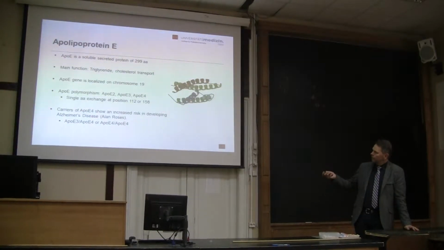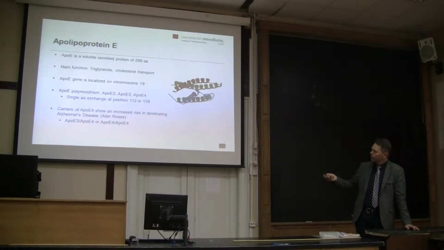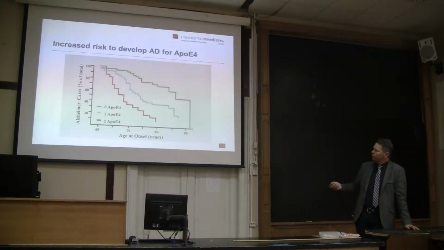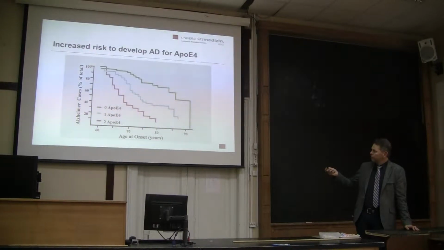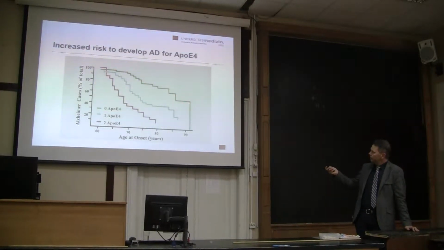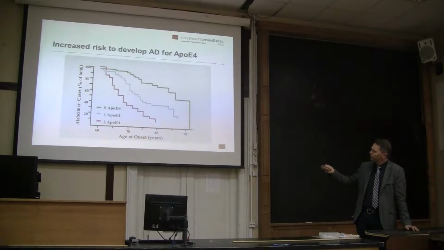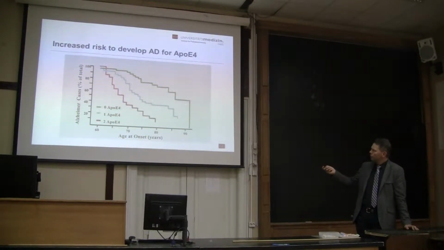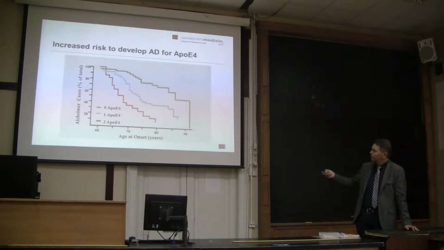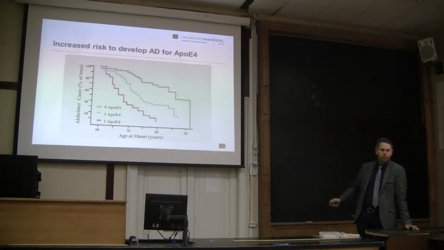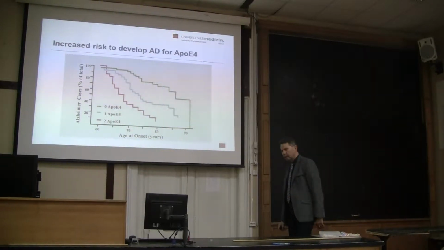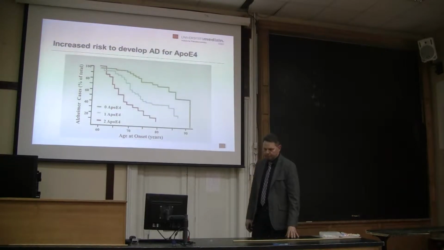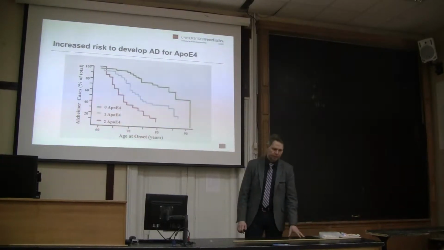Allen Roses has shown that when you're homozygous for ApoE4, your risk to develop Alzheimer's disease increases dramatically. This one here in green are people who don't carry ApoE4 alleles. This one here is heterozygous, has only one ApoE4 allele, and these here are homozygous for ApoE4. So the risk increases dramatically. It doesn't mean that you will develop Alzheimer's disease, but your risk increases by 70%.